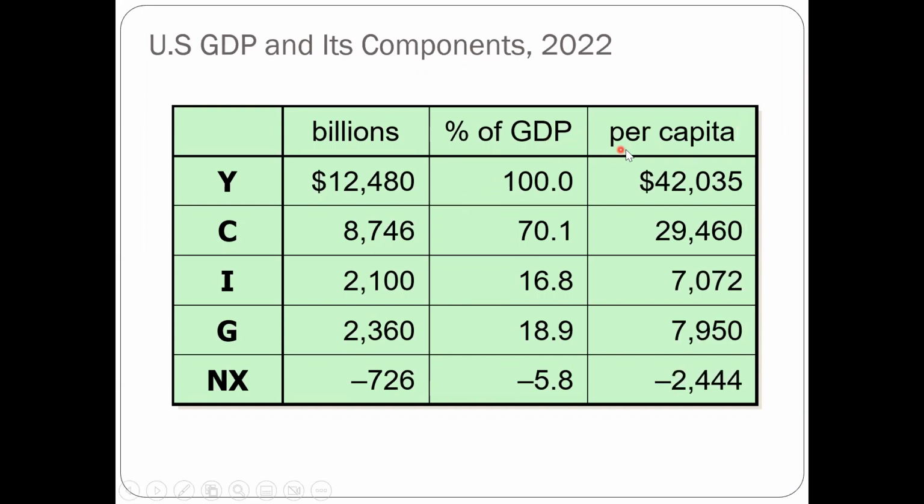Per capita is when we calculate the Y divided by the population. So I can determine how much is the percentage or نصيب الفرد الواحد من الواي قد ايه. فنصيب الفرد الواحد من الواي هنا 42035 وهكذا في كل الكومبوننتس. هنا بيبقى نصيب الفرد الواحد.